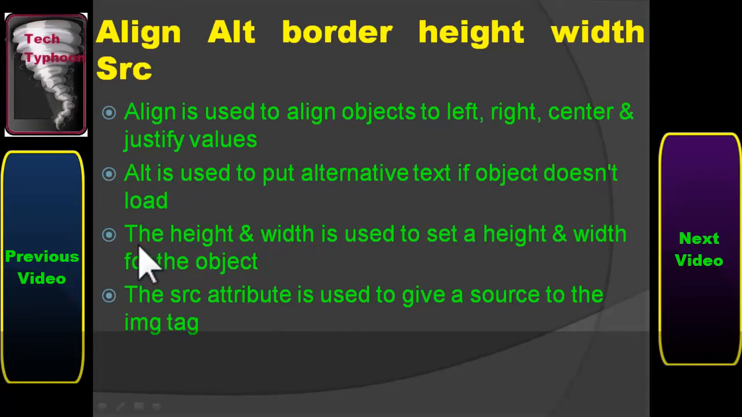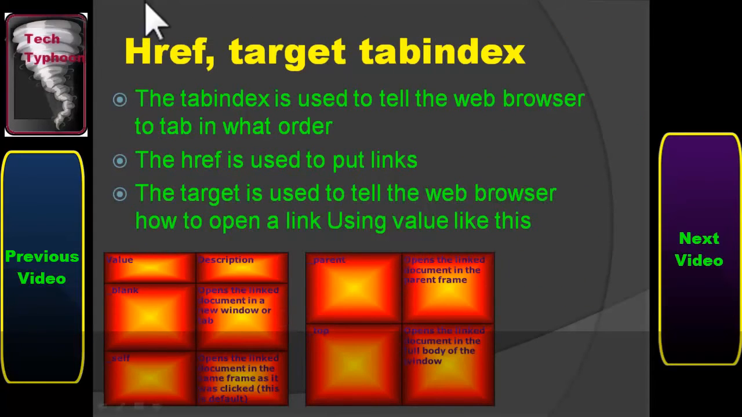The next one is the height and width. The height and width are used to set a height and width for the object, we know that. And the source attribute is used to give a source to the image tag, so knowing where the image is. It's kind of like an href, which I will teach right here.